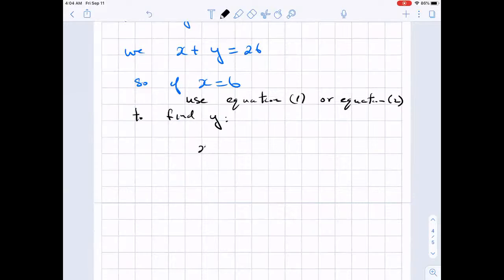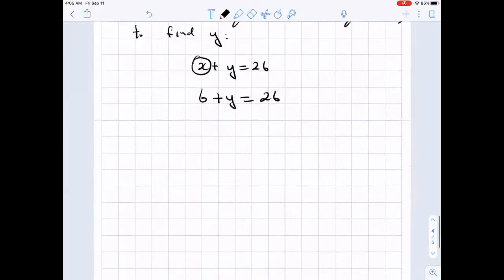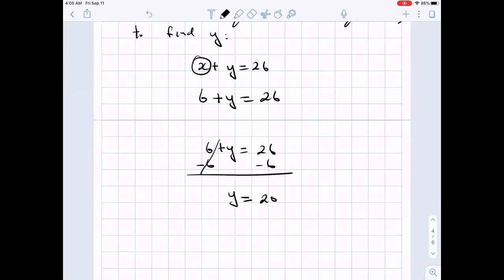So we have x plus y is equal to 26. So we're going to replace x with 6. So 6 plus y is equal to 26. We'll minus 6 on both sides. So this cancels or becomes 0. So y is equal to 20. So that's our value of y.